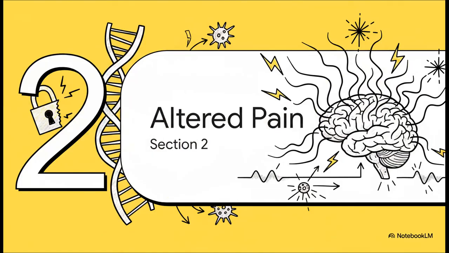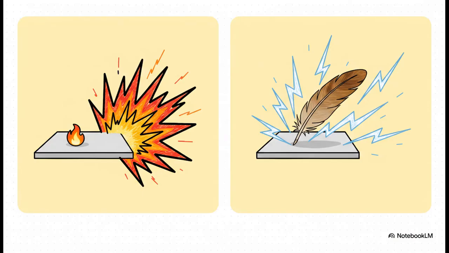Moving right along to Section 2, Altered Pain and Sensitization. Okay, do not confuse these two on test day: hyperalgesia and allodynia. Hyperalgesia is an exaggerated response to something that is inherently painful. Imagine taking a hot shower when you have a terrible sunburn. An already painful stimulus is massively amplified. Allodynia, on the other hand, is when a totally harmless, non-noxious touch causes extreme pain.